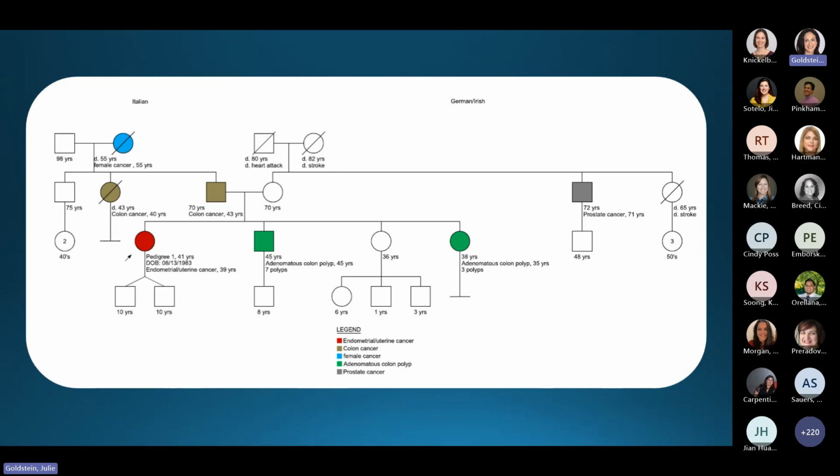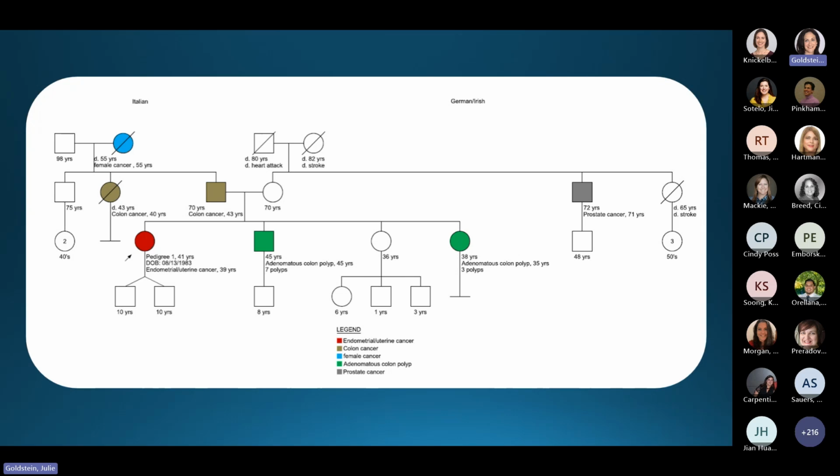This is nobody that I've ever met with, but the circle is a woman who was diagnosed at a young age with endometrial cancer at 39. She has two siblings who have been found to have colon polyps at young ages. One was found to have 3 polyps at 35 years of age. One was found to have 7 polyps at 45 years of age.